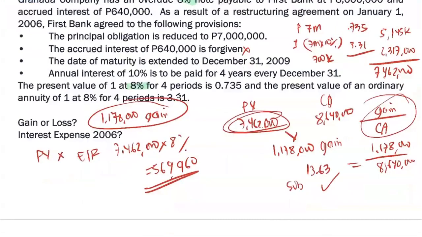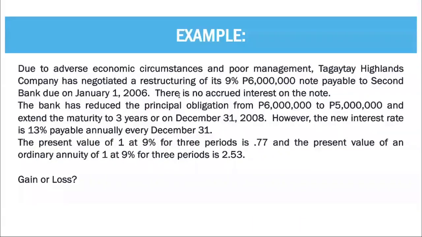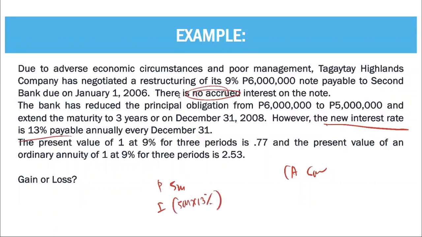So how about this one? Due to adverse economic circumstances and poor management, Tagaytay Highlands Company has negotiated a restructuring of its 9% 6 million note payable. So the carrying amount is 6 million. There is no accrued interest, so we don't need to include any interest. The bank reduced the principal obligation to 5 million and the new interest rate is 13%, so 5 million times 13%, we have 650,000. After that, we need the present value factors using the original effective interest rate.